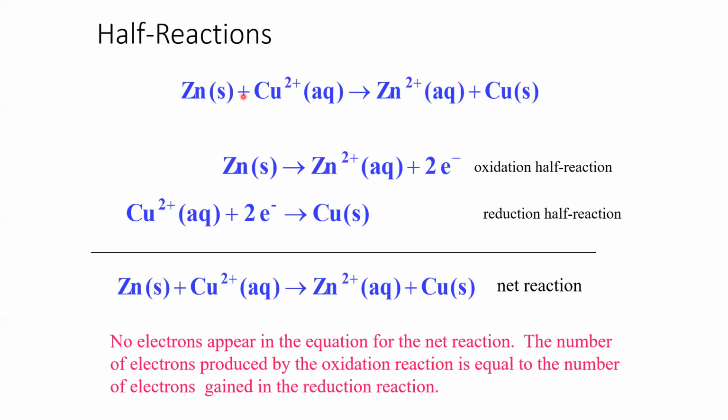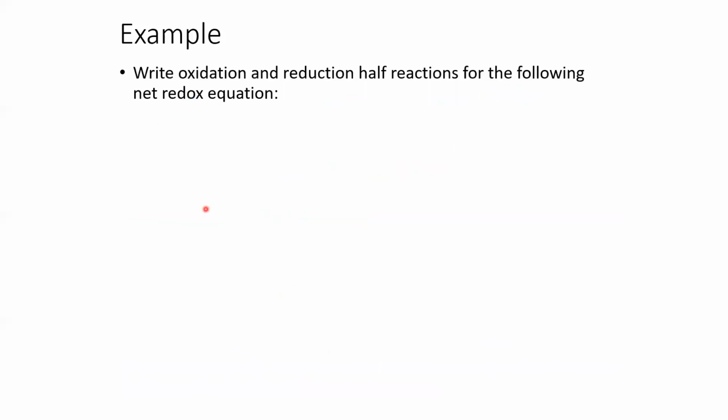No electrons are ever going to appear in the net redox reaction. If the electrons lost don't equal the electrons gained, we have to make them equal by multiplying one or sometimes both of the half reactions by some coefficient. So let's look at this as an example. And actually the coefficients are already there.